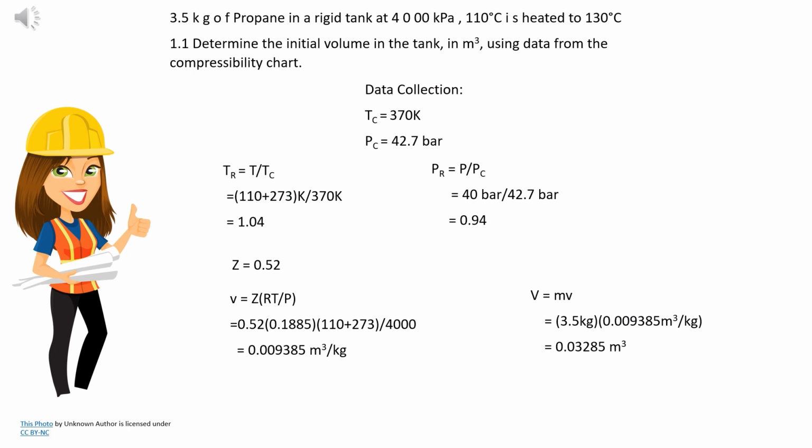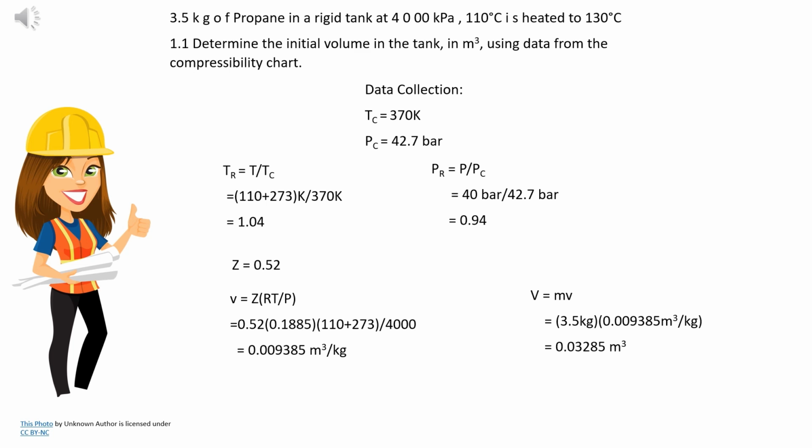Moving on, we immerse in an example that puts into practice what we've learned thus far and puts more emphasis on it. Here is how it goes. 3.5 kilograms of propane in a rigid tank at 4,000 kilopascals, 110 degrees Celsius, is heated to 130 degrees Celsius. The first one: determine the initial volume in the tank in meters cubed using data from the compressibility chart.